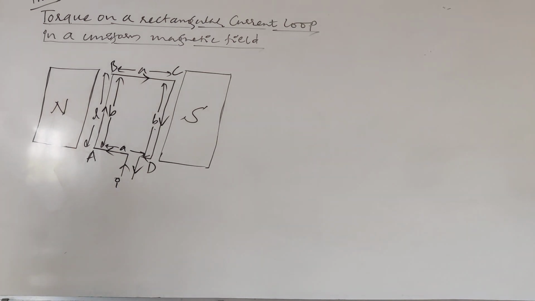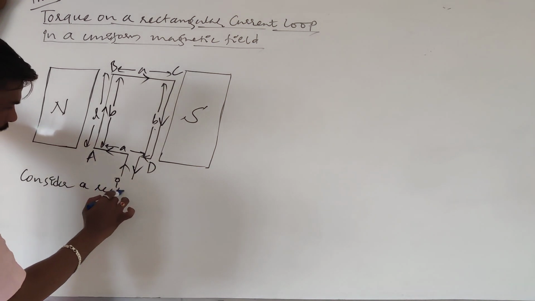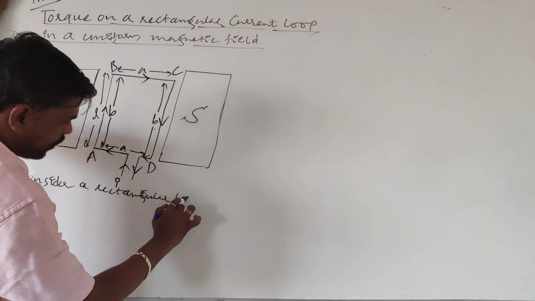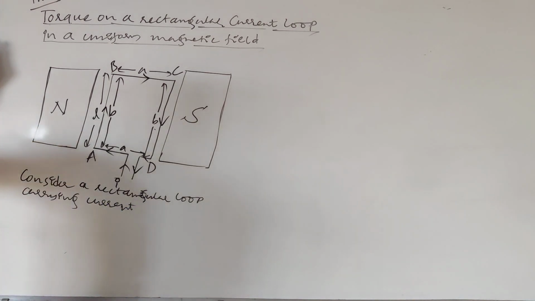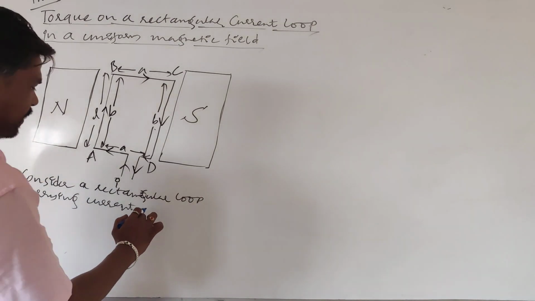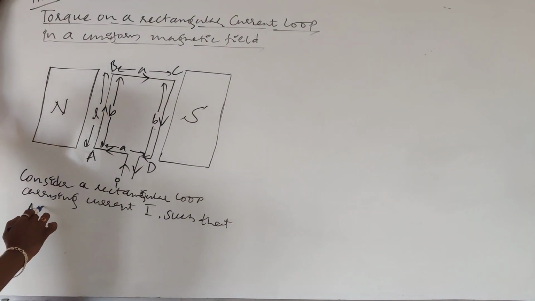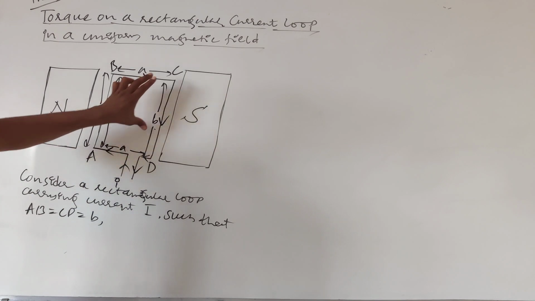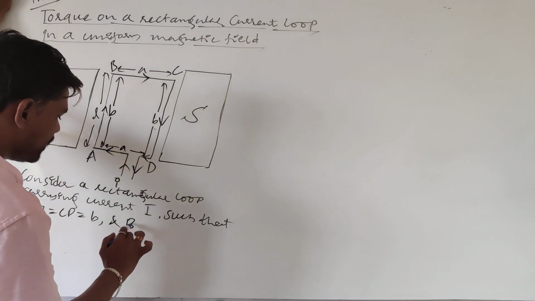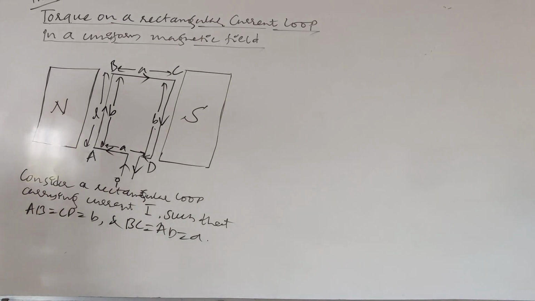So here what we consider? We consider a rectangular loop carrying current I such that AB is equal to CD is equal to B, and BC is equal to AD is equal to A. Right? Next one. See here what happens.